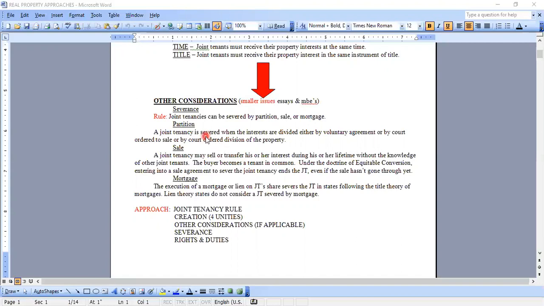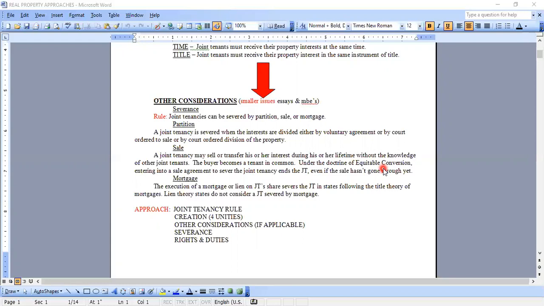So if it's partitioned, it's considered a severance. If there's a sale on any part, it's considered a severance under the doctrine of equitable conversion. So equitable conversion, if you guys know what that is, that's when a seller and buyer basically come into an agreement, and once the agreement is signed, the seller is no longer the owner. It's now the buyer's property. So according to equitable conversion, it converts over to the buyer at this point. Okay, and that goes into if it's destroyed and all of that too, but that's for later.